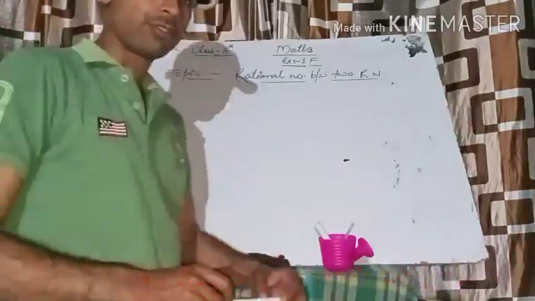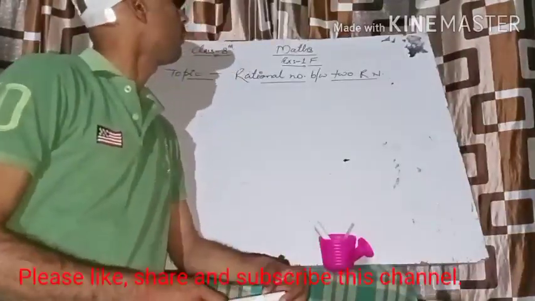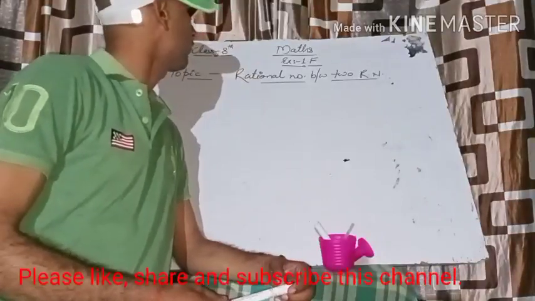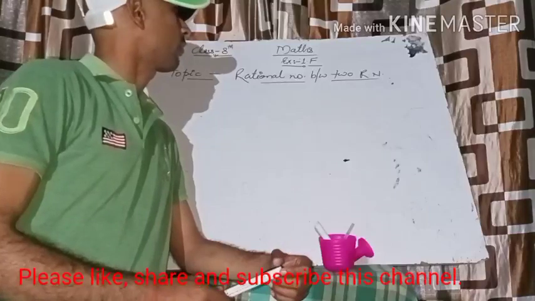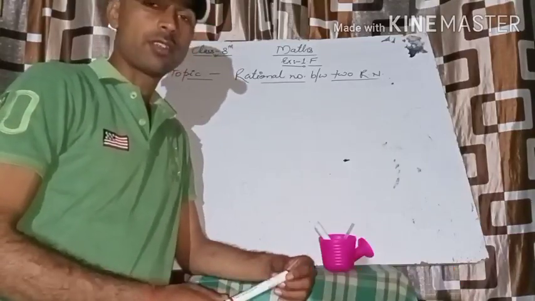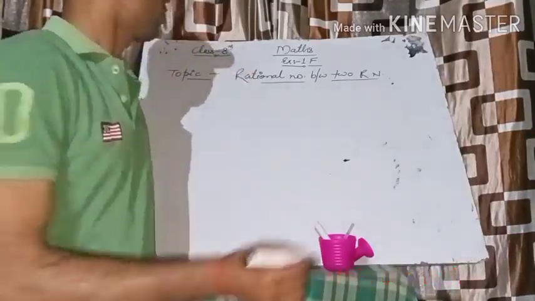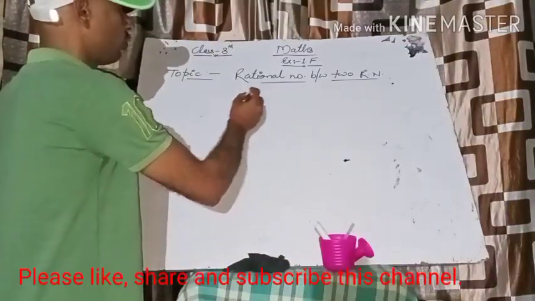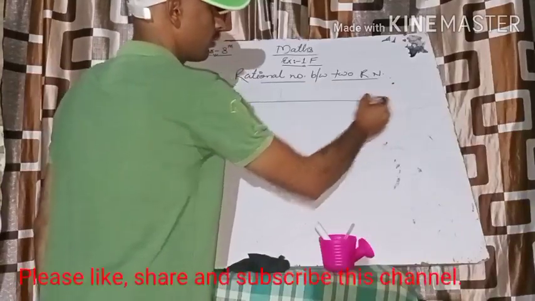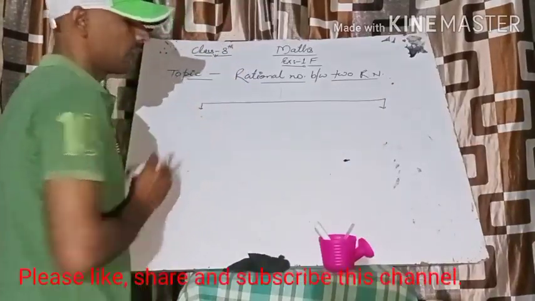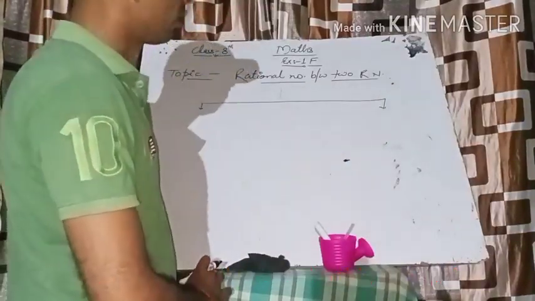So, hello students. Today we will start exercise 1.f, and in this exercise we will discuss the rational number between two rational numbers. Here are two methods by which you can easily find the rational number between two rational numbers.